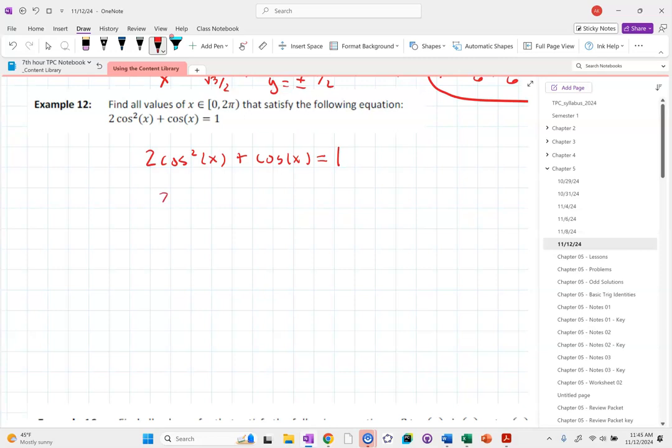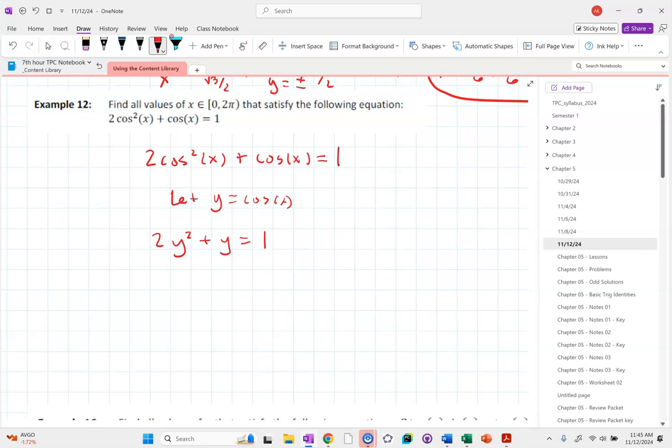So if we rewrite this, let's pretend that cosine x is like a y. We'd have something that actually is quadratic, right? You can see that now if I just replace my cosines with y's. Now you tell me, what are the different ways to solve a quadratic equation?